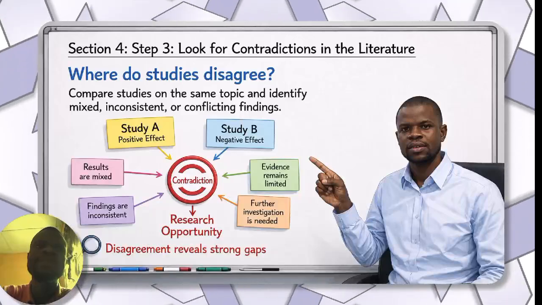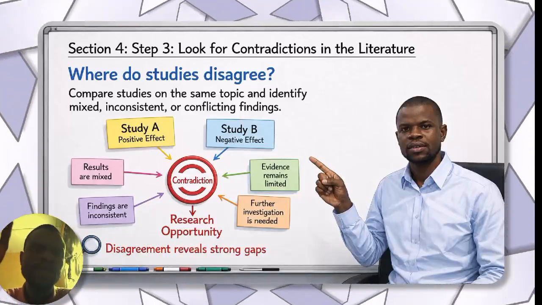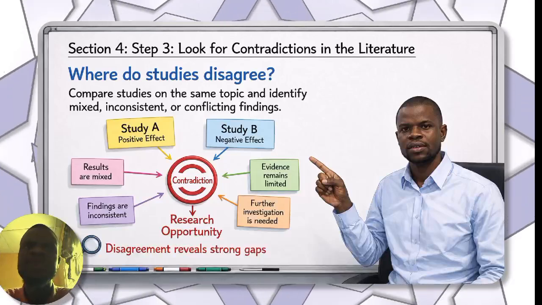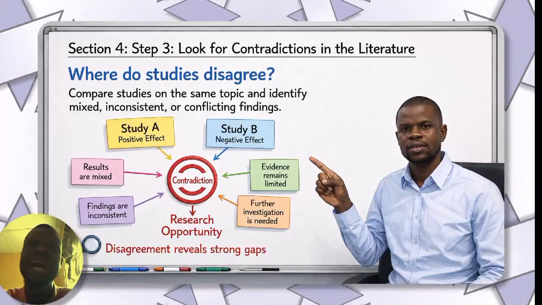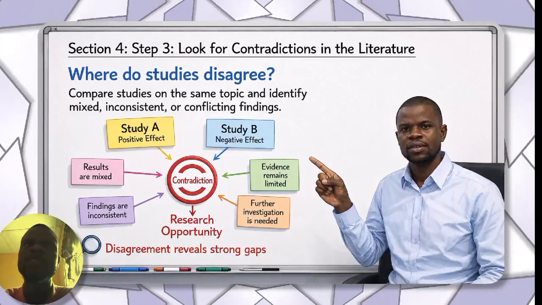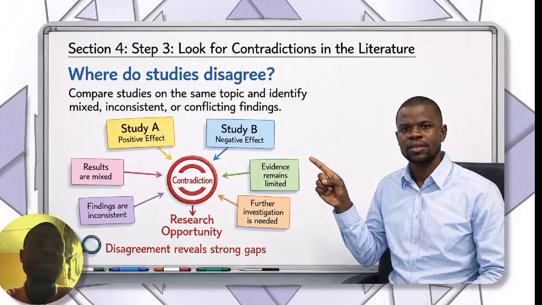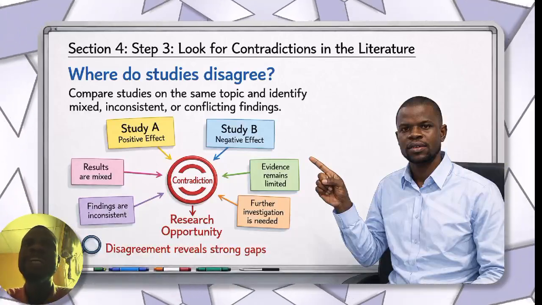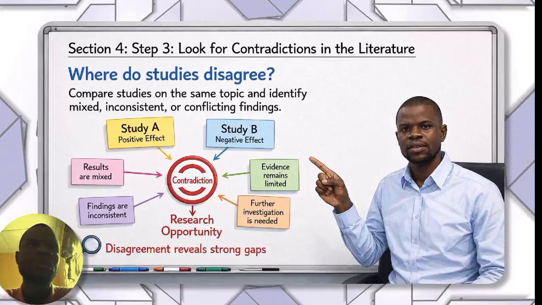Step 3. Look for contradictions in the literature. One of the best ways to identify a strong and publishable research gap is to search for contradictions between studies. Sometimes researchers studying the same topic arrive at completely different conclusions.